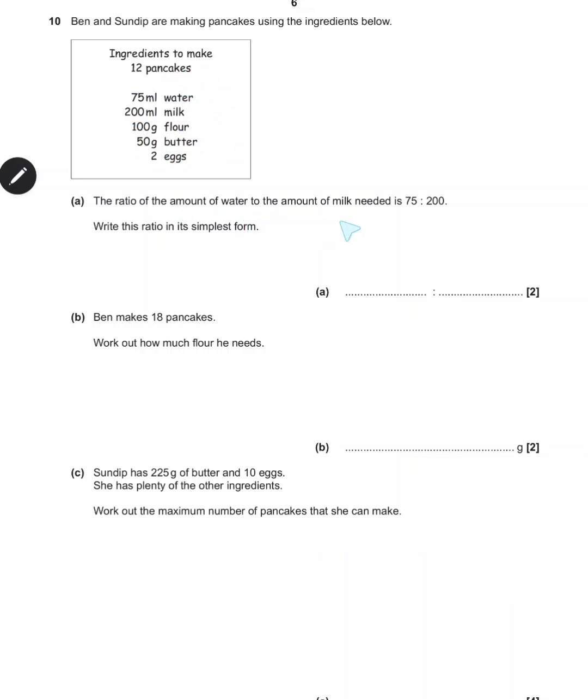And then it says the ratio for water to milk is 75 to 200. Can we simplify that? Well, both of these will divide by 25. Counting up in 25s, 25, 50, 75. So if you divide that by 25, it's 3. And then again, counting up in 25s, 25, 50, 75, 100, up to 200. 8 25s in 200. So you get 3 to 8.